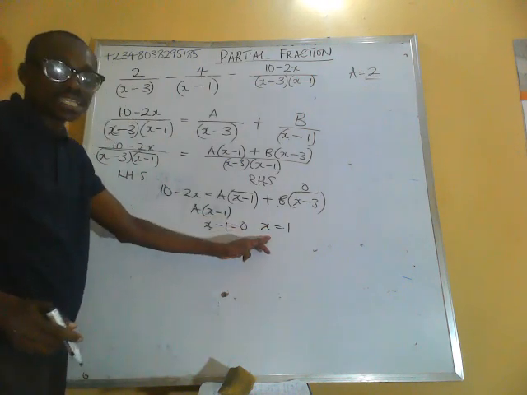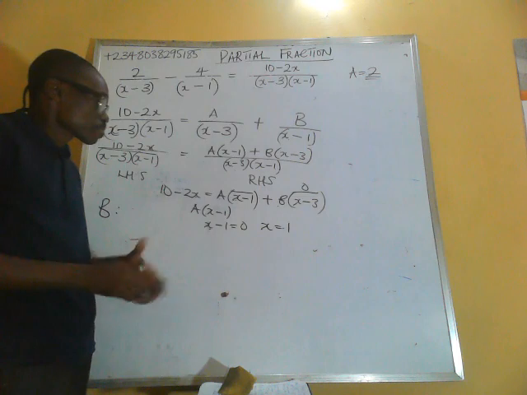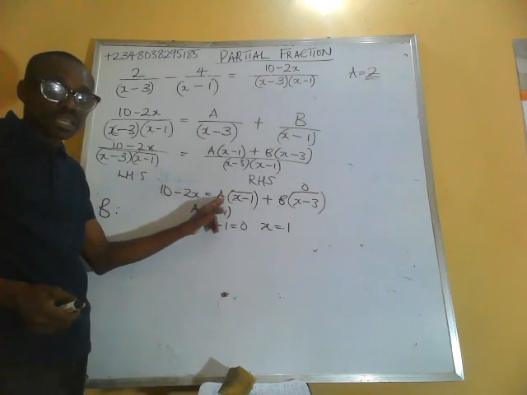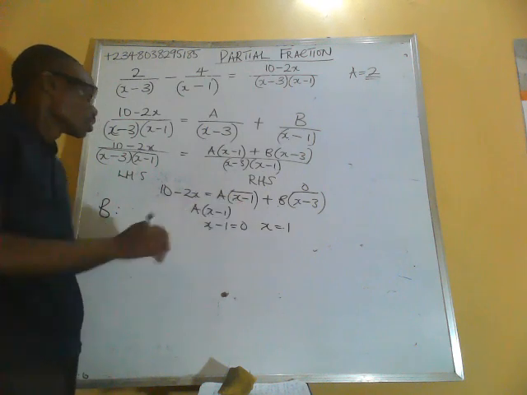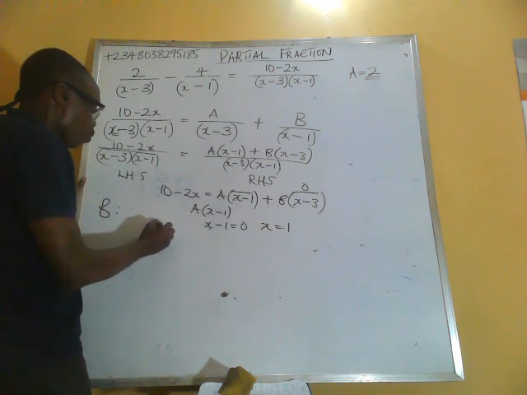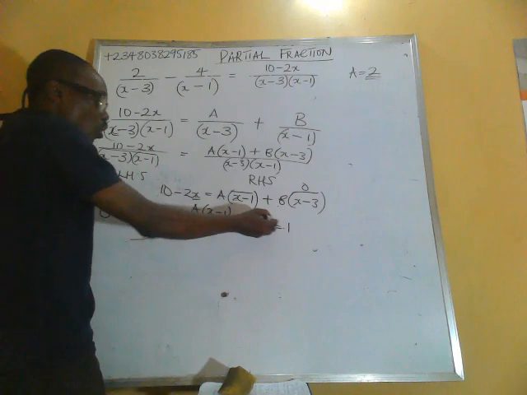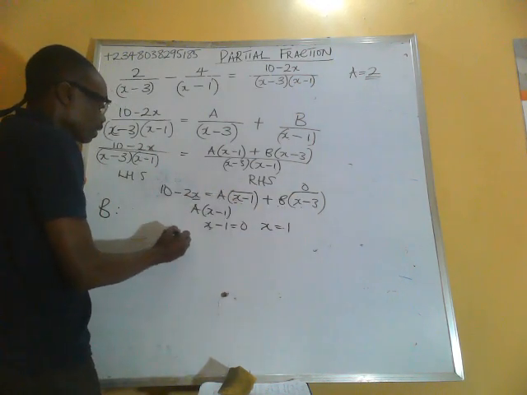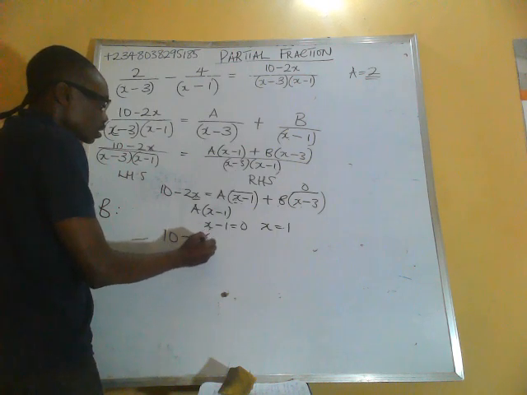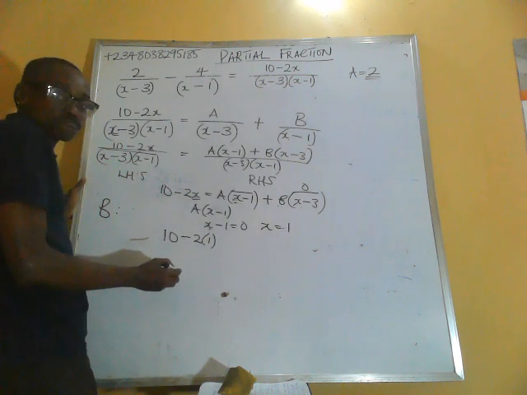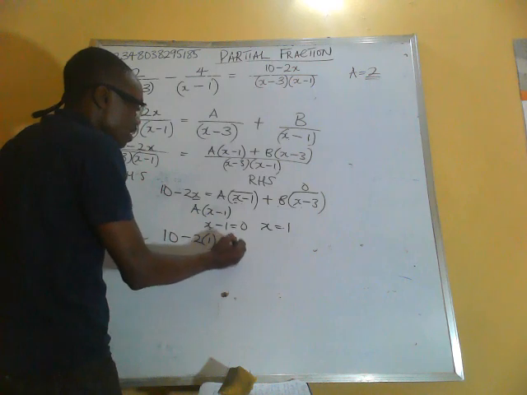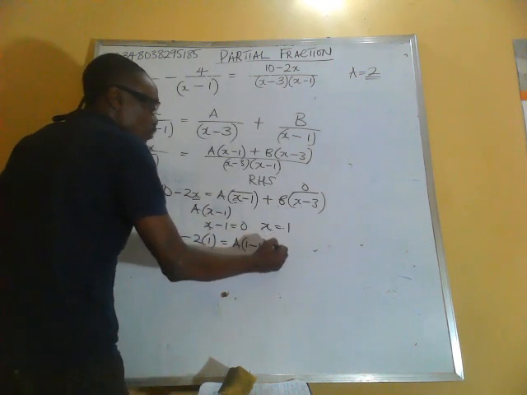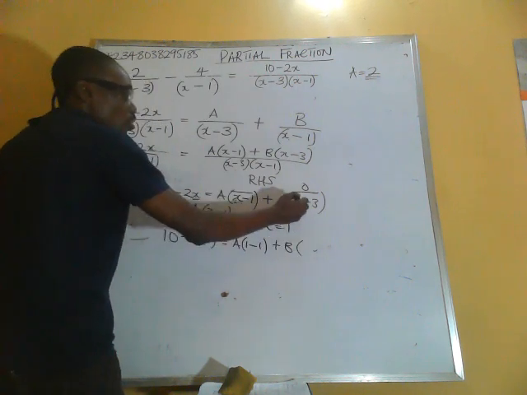So when you set x equal to 1, 1 minus 1 gives you 0. 0 times A, this side becomes 0. So let's do that now. Wherever you see x, we're going to put 1. So you have 10 minus 2, your x becomes 1, equals A, your x here becomes 1 minus 1, plus B, your x here becomes what?